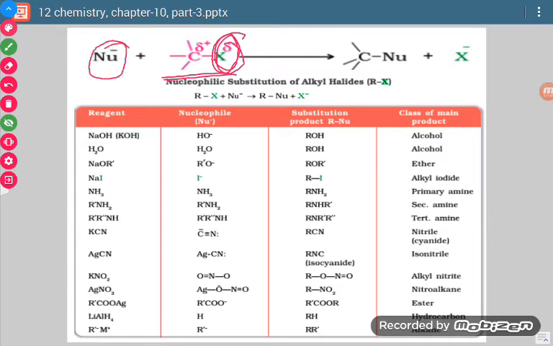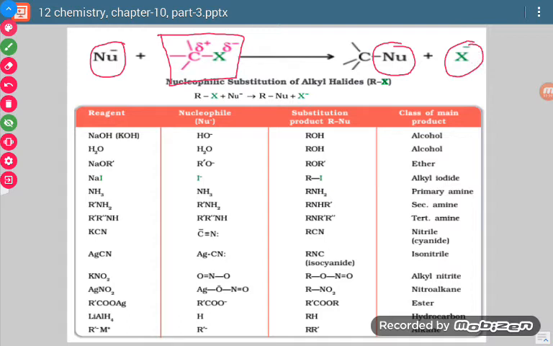Okay, so what is going to happen in this case? When an alkyl halide is treated with a certain nucleophile, then the nucleophile will take the place of the halide ion, and the halide ion will go free. Okay, so this type of reaction will be termed a nucleophilic substitution reaction. Now see, how many types of nucleophiles are possible with different reagents, we can see over here. This is the general reaction which will take place every time nucleophilic substitution occurs.